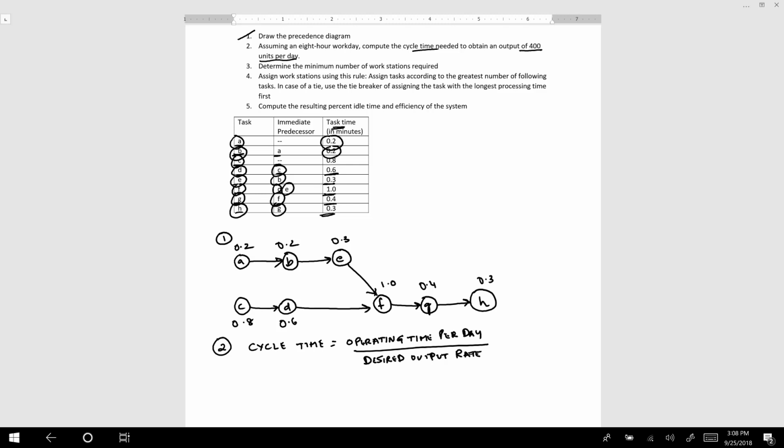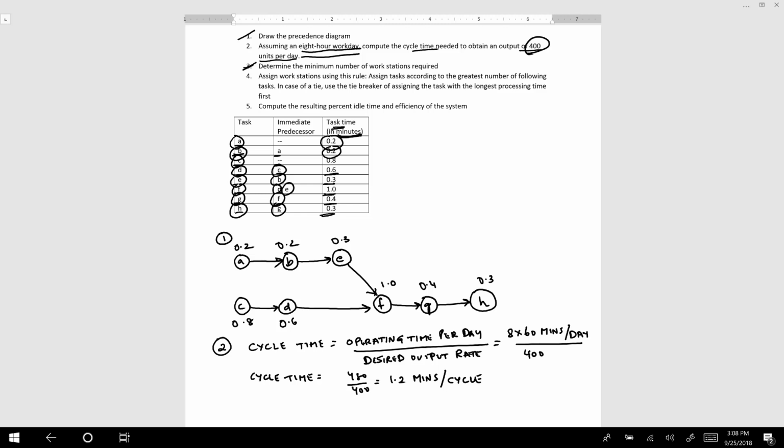The operating time is given as an 8-hour work day. Because our tasks are given in minutes, I will convert it into minutes. So 8 hours multiplied by 60 minutes per day, divided by the desired output of 400 units per day. So our cycle time will be 480 divided by 400. This gives us 1.2 minutes per cycle. What it means is every 1.2 minutes you will get one product out of this system. So we are finished with 2.